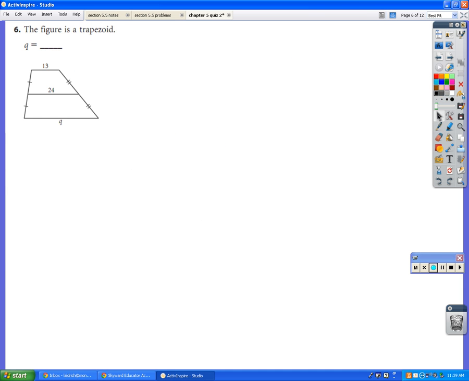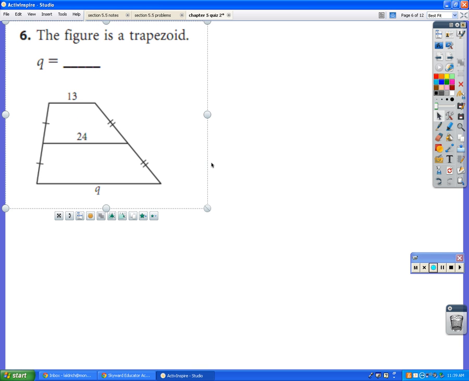Okay, and then the last one. Now we're looking at the mid-segment of a trapezoid, so this is a little tricky. What's the relationship between this mid-segment and these two sides? Add them together and divide by 2, then I'll get this one right here. So what number divided by 2 is 24? 48. So these two sides have to add up to 48.